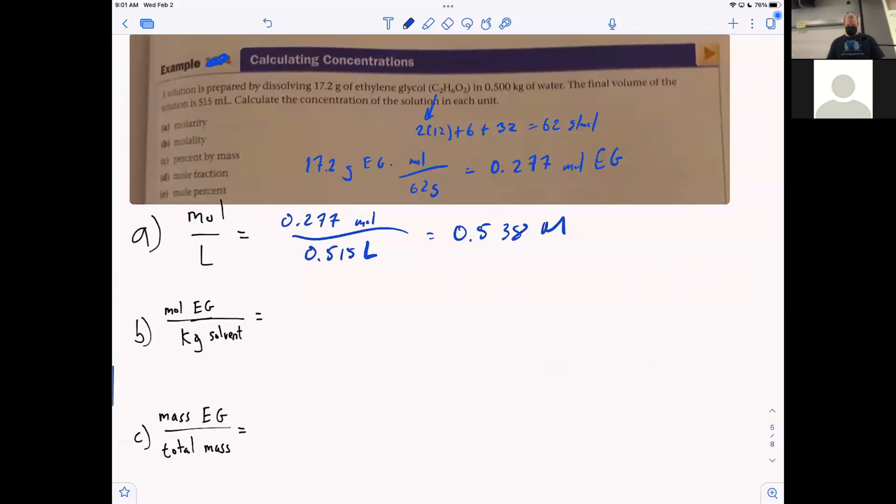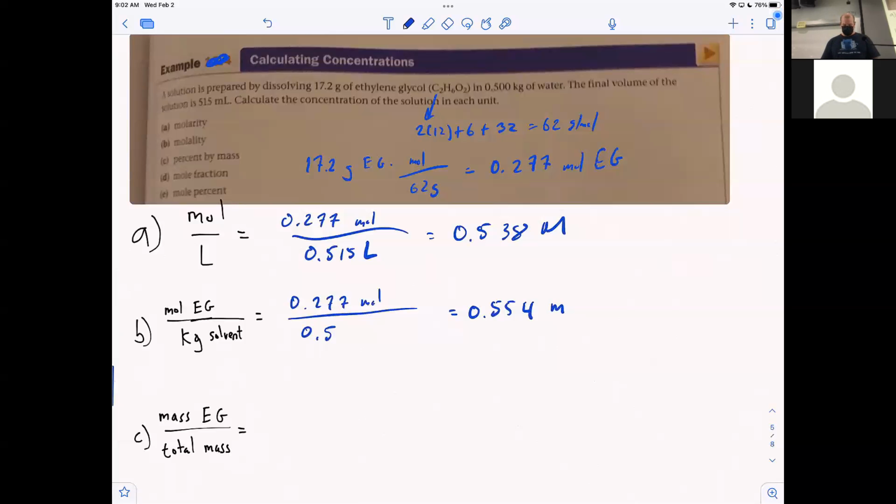So then compare this to molality. It's going to be moles ethylene glycol, 0.277 moles, over 0.5 kilograms. And so what is that going to be? It's going to be equal to 0.554, and we use the term molal. So it's 0.538 molar, 0.554 molal. You can see they're close, but ever so slightly different. Does anybody have any questions up to this point?